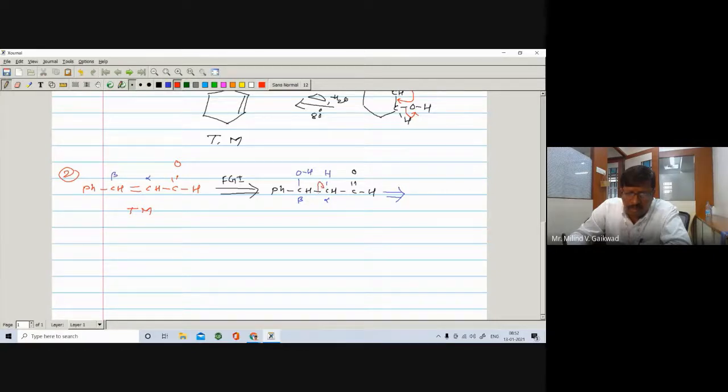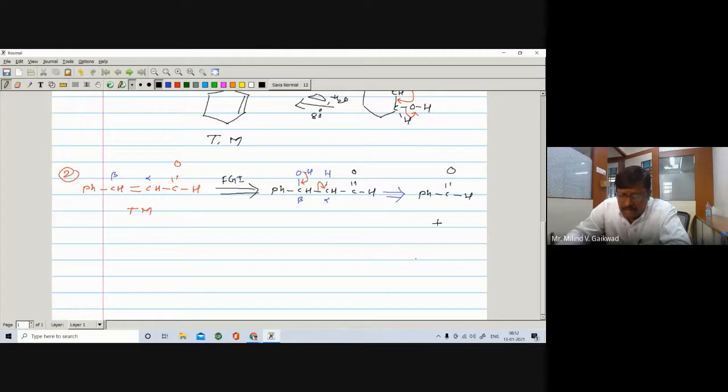There is a formation of C negative. Carbon becomes positive, so this sigma bond will shift here and there is a formation of the corresponding carbonyl compound. So you are getting here Ph, here is the C, here is the H, and double bond O. That is the carbonyl compound starting material called benzaldehyde. It is the aldehyde, benzaldehyde.